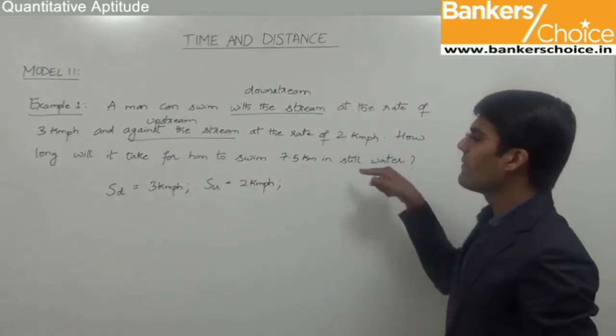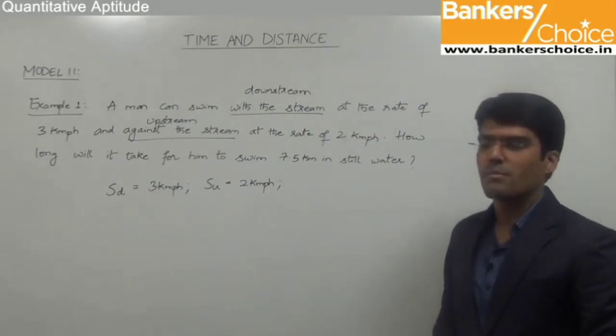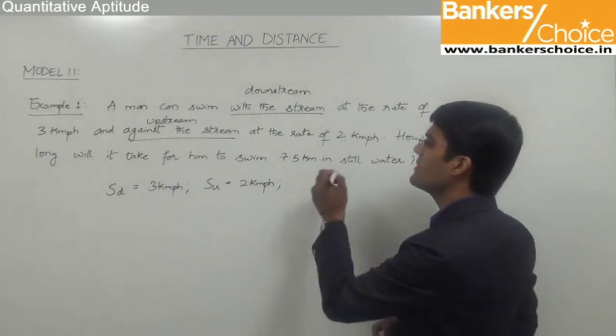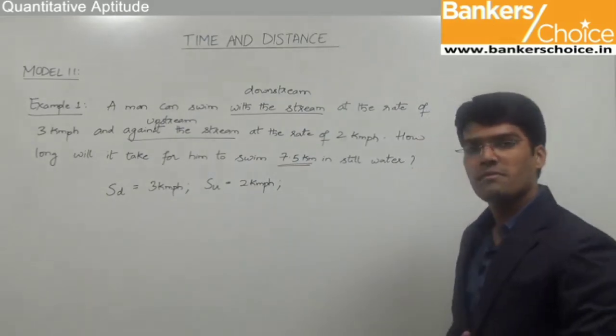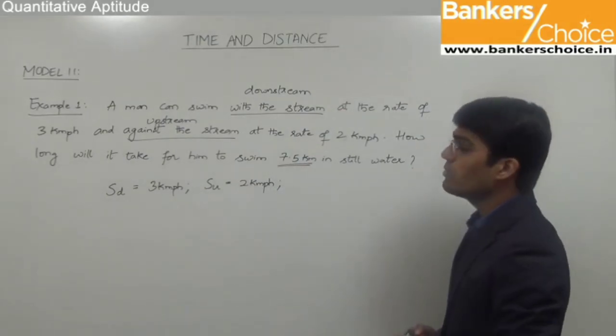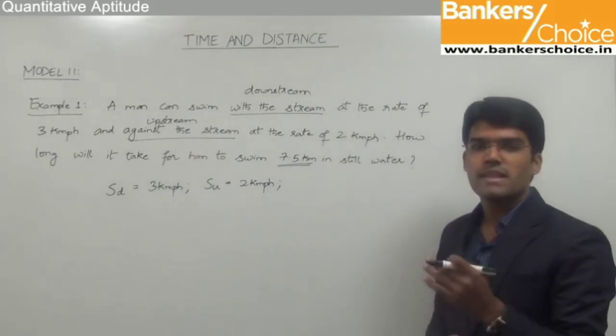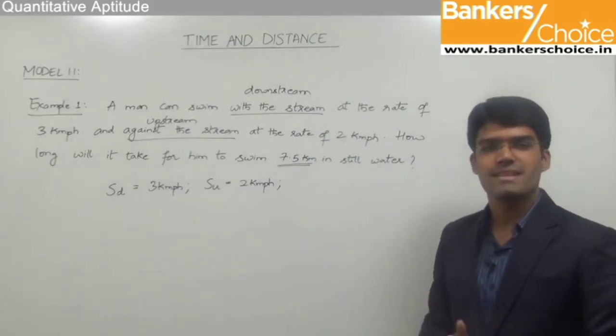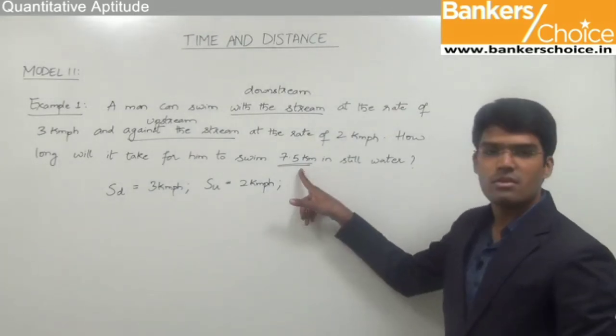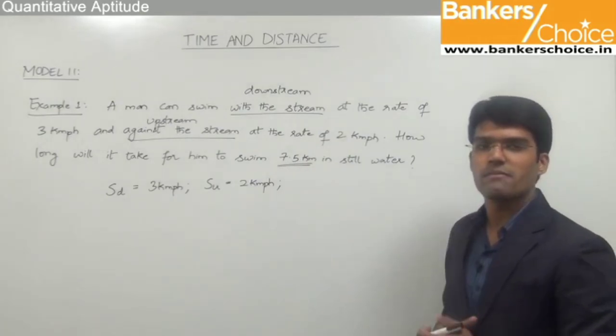How long will it take for him to swim 7.5 kilometers in still water? So the distance which he has to swim is 7.5 kilometers and we need to find out the time required by the man to cover this distance. We know that to find out the time we should have the distance and the speed. Distance is already specified in the question, that is 7.5 kilometers.